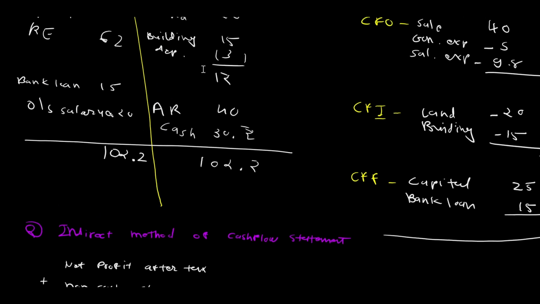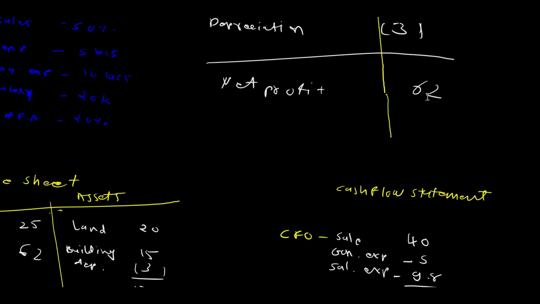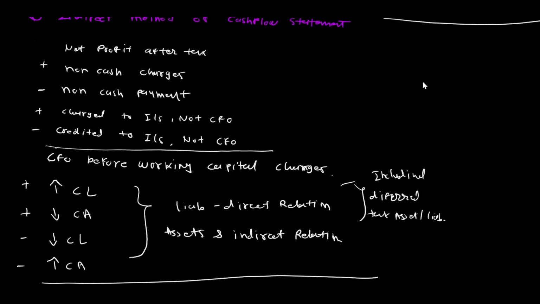The indirect method of the cash flow statement starts with the net profit after tax. So basically what the financial reporting people do is take the net profit from the income statement. Then they add the non-cash charges to this net profit, for example depreciation or any other amortization, to get the real cash.